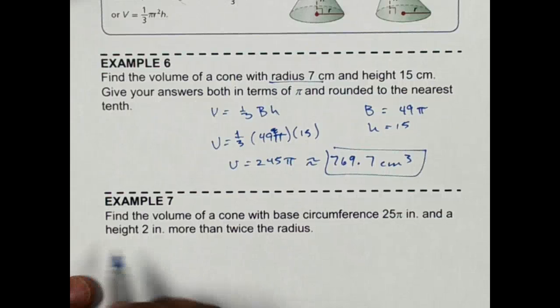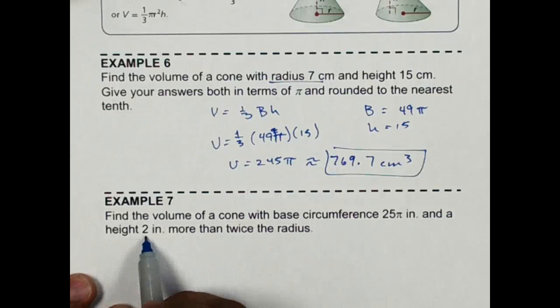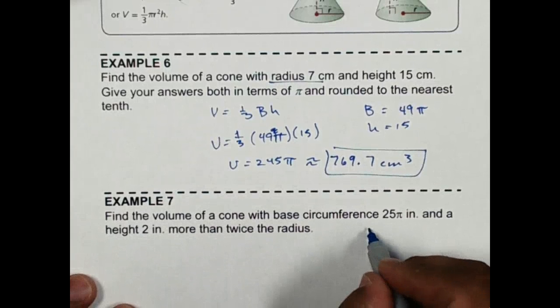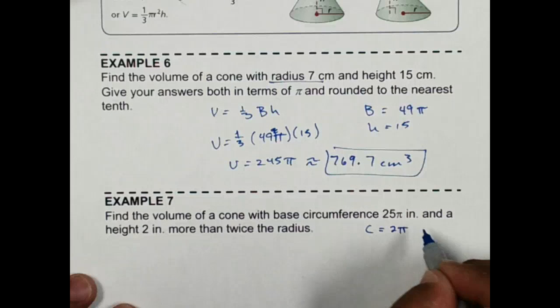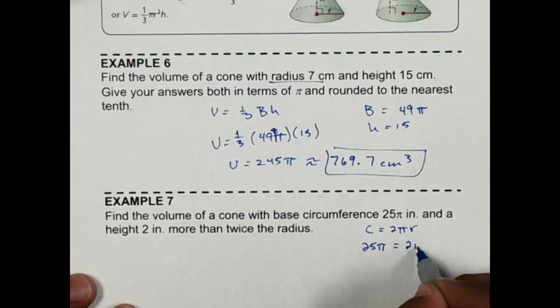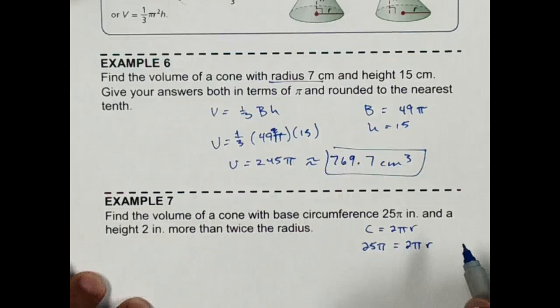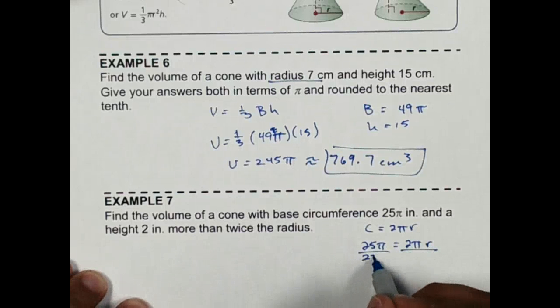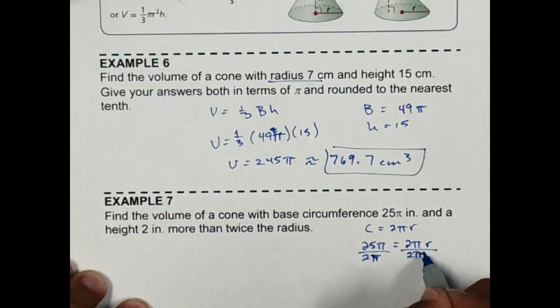All right, example 7: find the volume of a cone with a base circumference of 25 pi and a height that is 2 inches more than twice the radius. So we're going to need to find the radius using the circumference. Circumference is 2 times pi times radius, so I'm going to replace the C with 25 pi. Then I'm going to use some algebra to solve for the radius. I would divide both sides by 2 pi. My pi's cancel over here, and 25 divided by 2 gives me 12.5 for my radius.